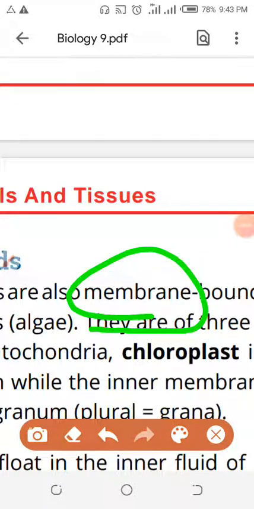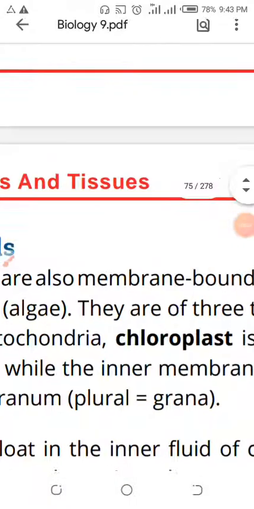So in the prokaryote cell, which organelle will be present? Ribosomes. Why will ribosomes be present in the prokaryote? Because the ribosomes are without membrane. Example of any cell which is without membrane, bacteria. The bacteria is a prokaryote. Why? Because it consists of a non-membranous organelle, that is ribosomes. So students, you are getting information.